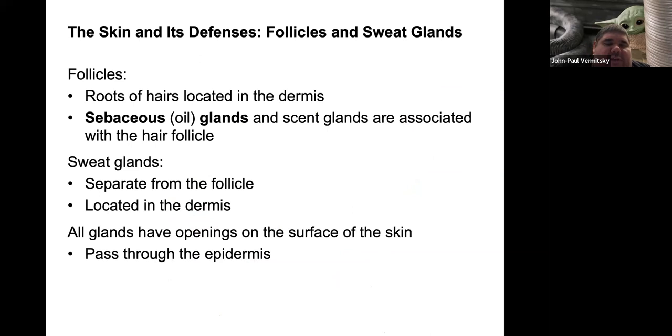As far as your hair follicles, the roots of hairs are located in the dermis. You also will have sebaceous or oil glands that are associated with the hair follicles. You have sweat glands, which are separate from the follicle, and they're located in the dermis as well. And all glands will have openings onto their surfaces, which pass through the epidermis.